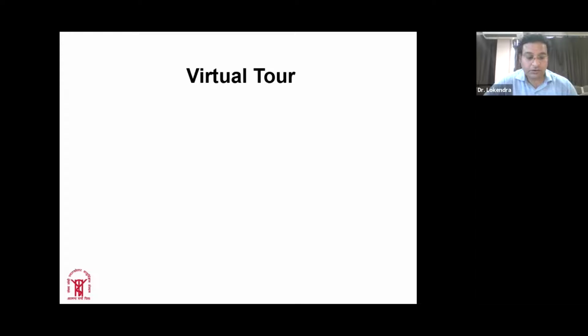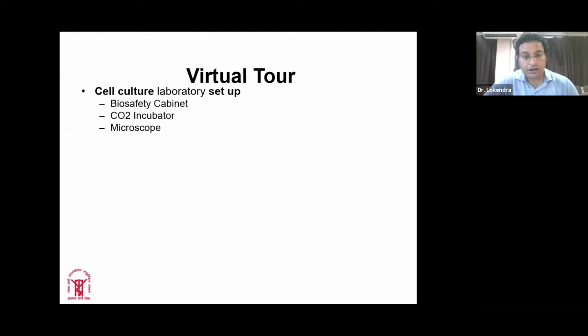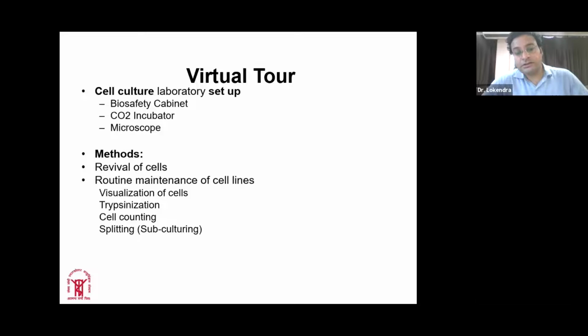This is all about the theory part, but if we look at how the laboratory setup is done, I will give you an example of the basic laboratory setup, which requires only a biosafety cabinet, a CO2 incubator, and a microscope that I discussed just now. Then we will look at certain methods, for example, how you can revive the cells from liquid nitrogen or the cryopreserved area, and then how you maintain the cells in culture by trypsinizing, culturing, cell counting, and spreading.